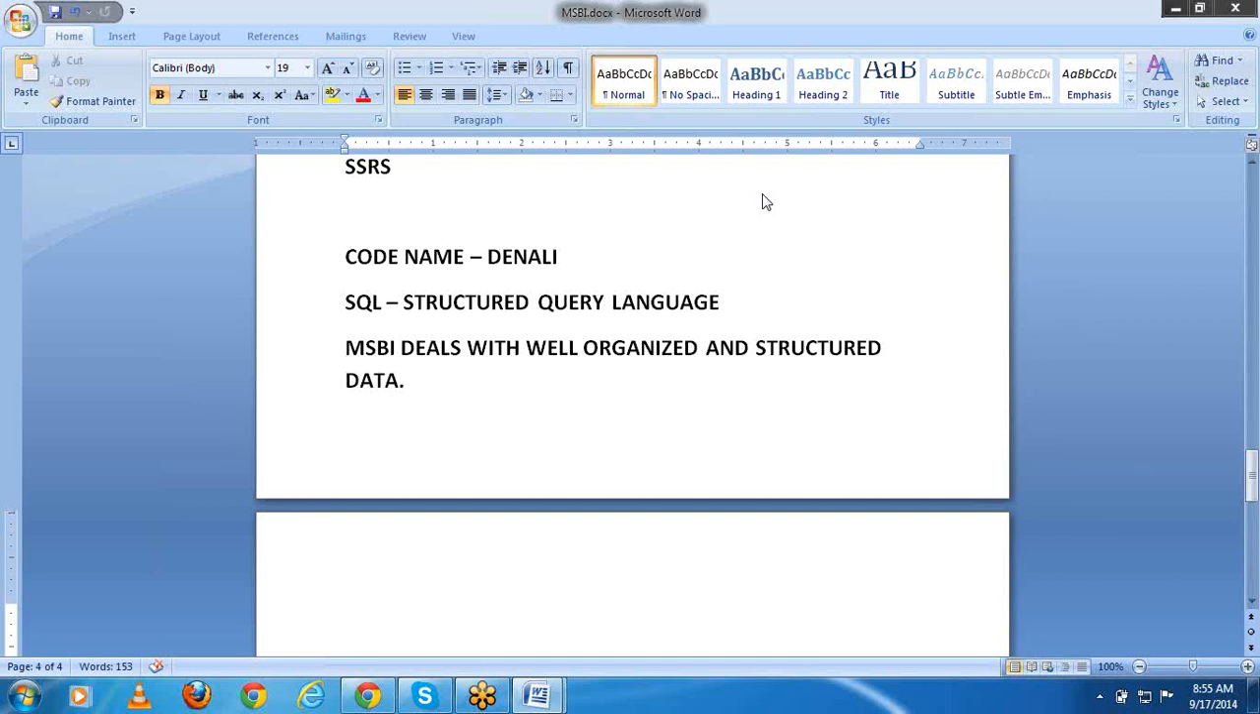So across the globe, or across the country, some lakhs of people, millions of people, crores of people are generating data from their end. It's becoming a big problem for companies to maintain it. How do they maintain it? It's a big question.